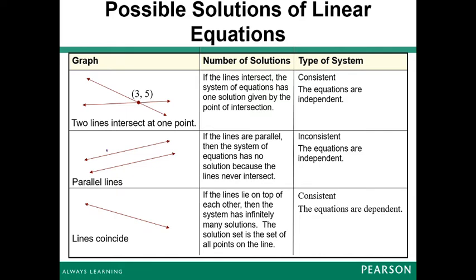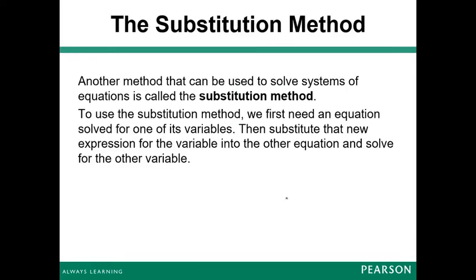Okay, let's begin. Remember, when the graph has an intercept, two lines intersect at one point. If we have parallel lines, it's inconsistent and the equations are independent. And when the lines coincide, it's consistent. But look at that. We're going to learn today the substitution method, so I need that everybody pays attention.